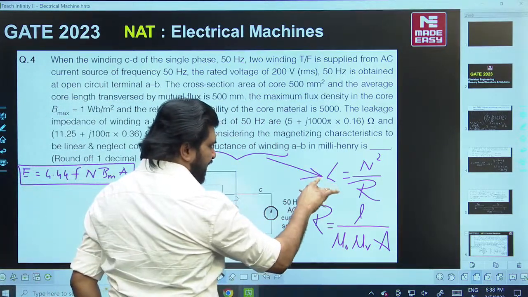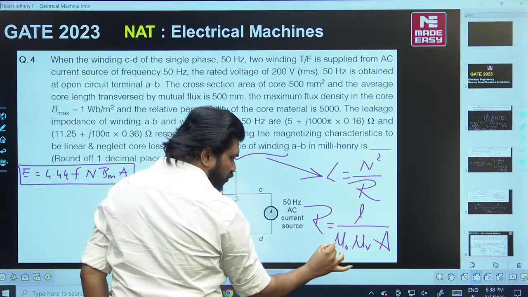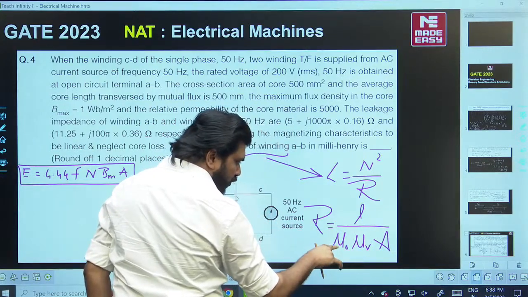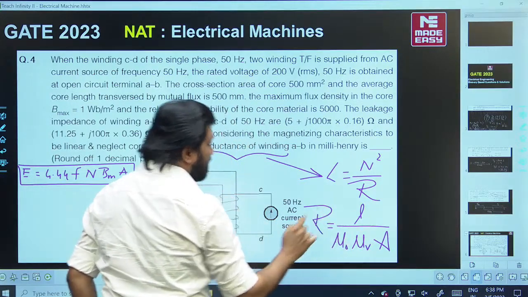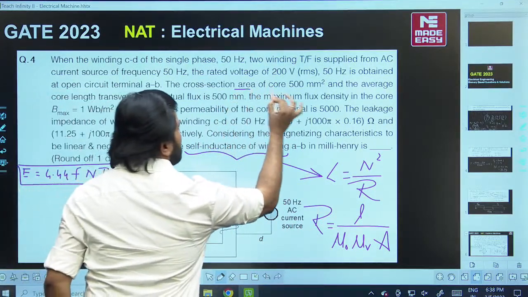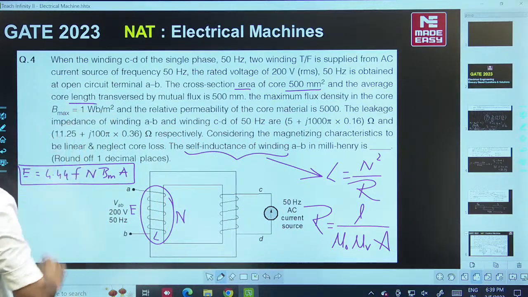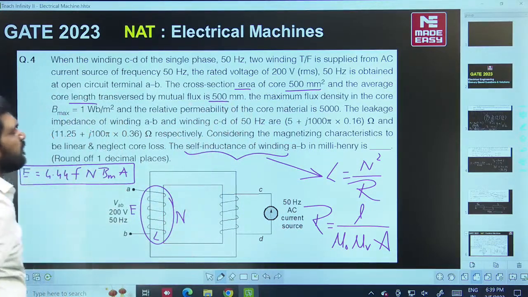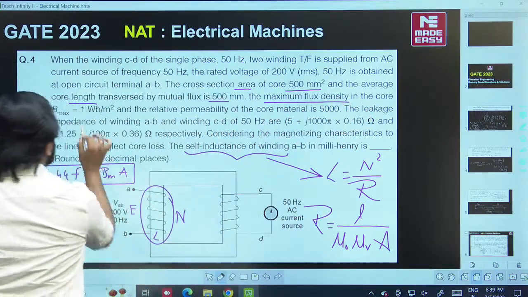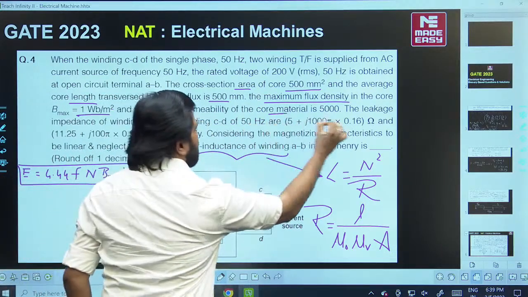In network theory you will see L is equal to n square by reluctance. Reluctance formula is length by mu naught mu r A. This is the permeability, relative permeability, and mu naught is 4 pi into 10 power minus 7, and A is given. All the data is given in the question. If you observe, area is given as 500 mm square. Next, length is mentioned, and flux density maximum value is mentioned, 1 Tesla, and relative permeability mu r is also mentioned.